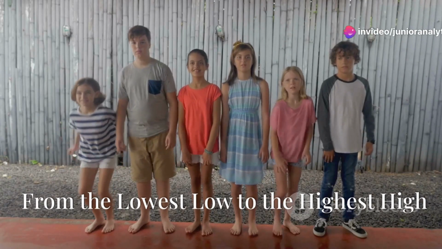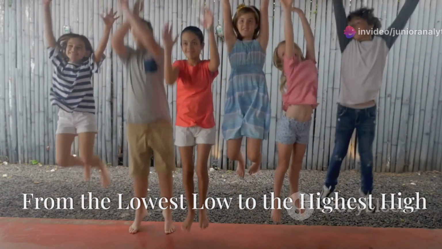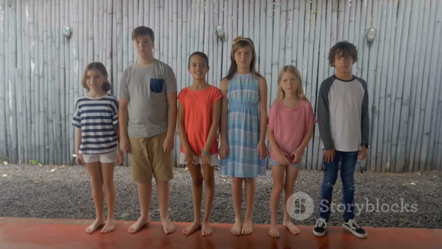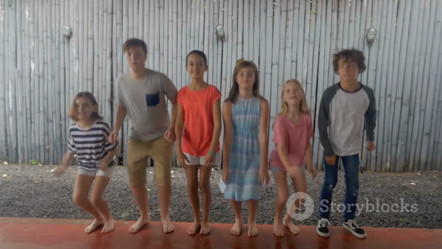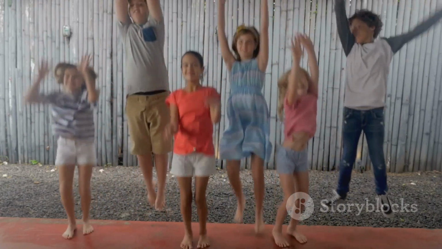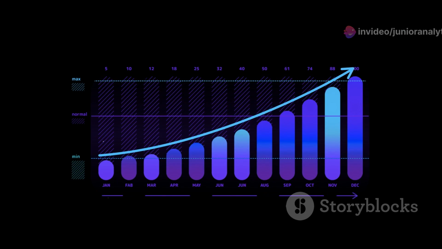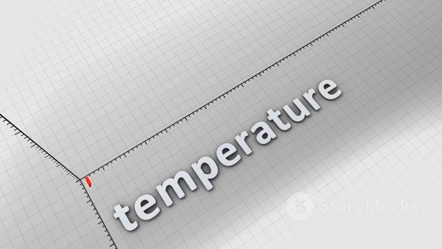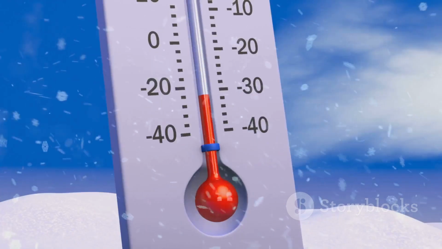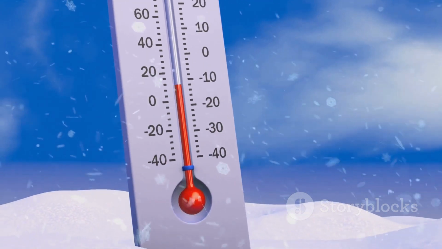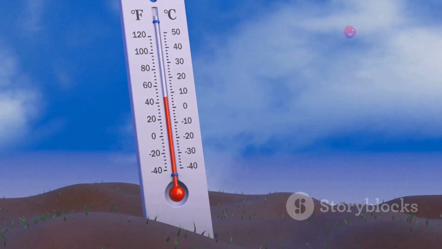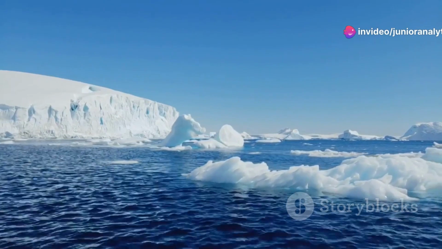Last but not least, we have the range, which is the simplest dispersion measure to understand. It's simply the difference between the highest and lowest values in a dataset. Think of it as the spread from the smallest to the largest value. Let's say you're recording the temperatures throughout a week. The range would be the difference between the hottest and coldest days.